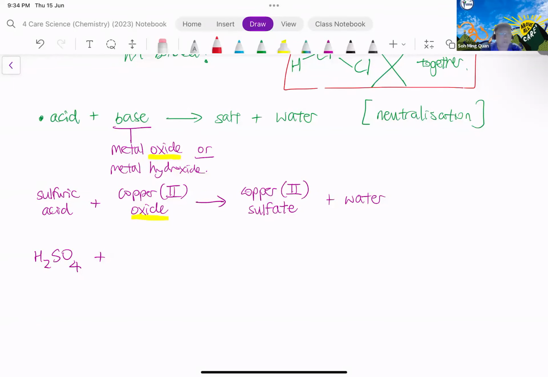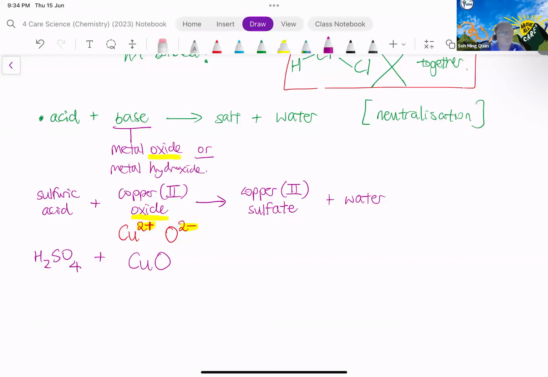It's an ionic compound, right? Copper is a metal, oxygen is a non-metal. Copper 2, the 2 means 2 plus charge. The charge is 2 plus. Oxide is an oxygen ion, right? Oxygen forms the ion by gaining 2 valence electrons, so it's 2 minus. So 2 plus, 2 minus. The formula is just CuO.